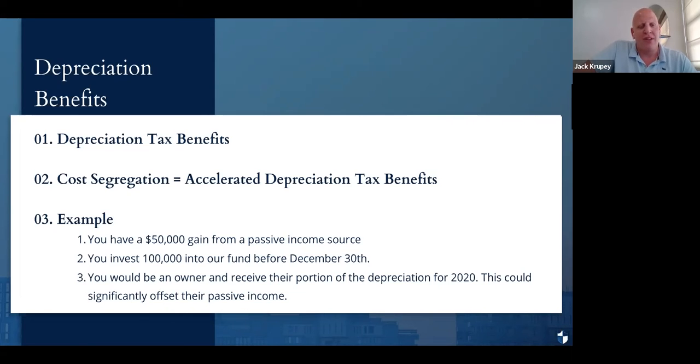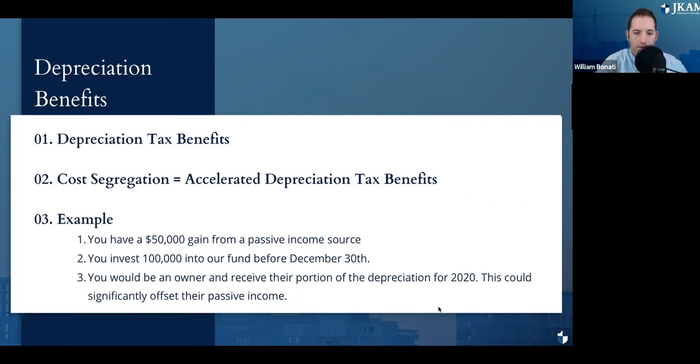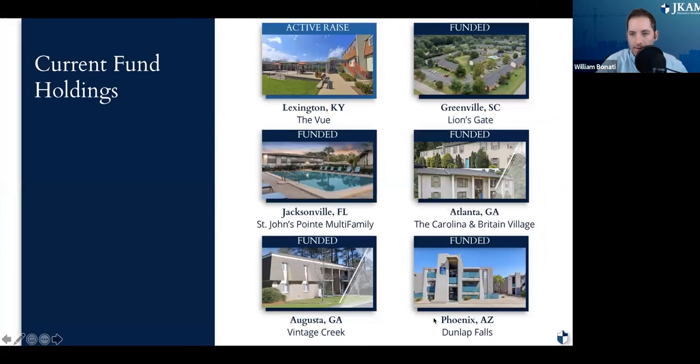You really need to have a 50 to 100 unit building before it makes sense to do the cost segregation, which allows you to take a lot higher percentage of the depreciation in the first few years of owning a building. Yeah, makes sense. So some really great tax benefits for our passive investors there.